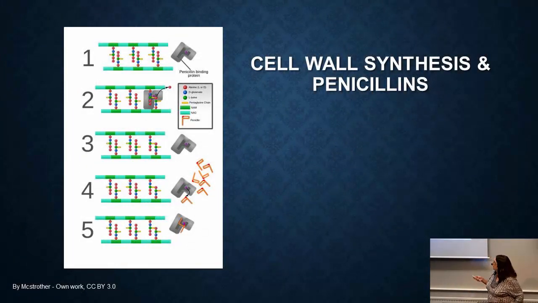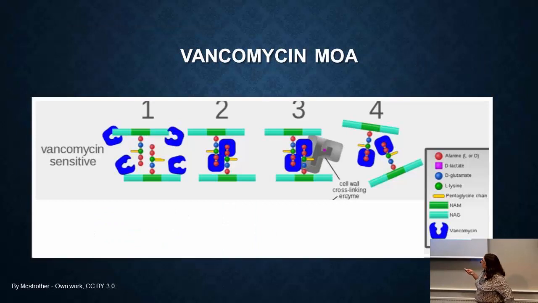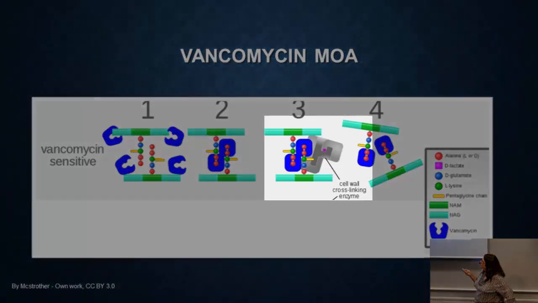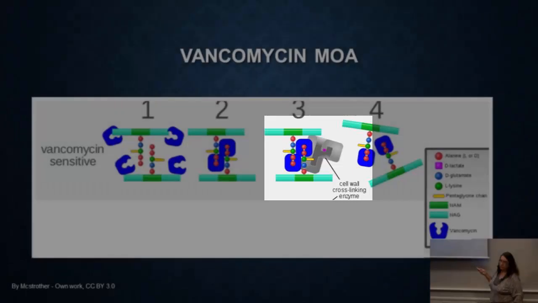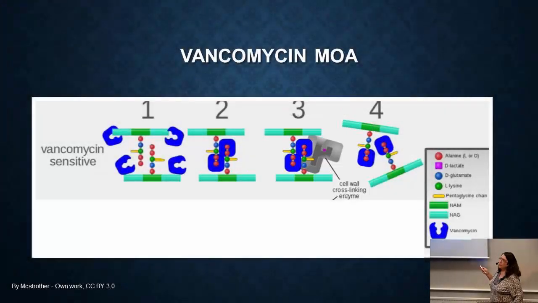What vancomycin does is shown here. It binds to the peptidoglycan, but only of gram-positive bacteria. It binds and it covers up this amino part of the peptidoglycan, and this cross-linking enzyme can't fit anymore, basically. And so eventually the cell wall falls apart, and the cell's going to die.